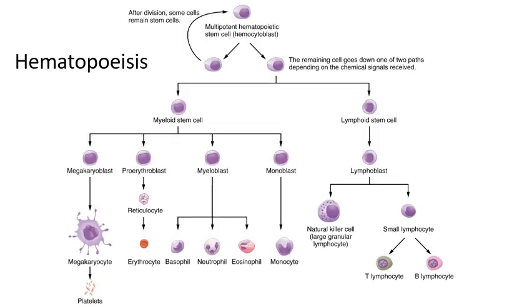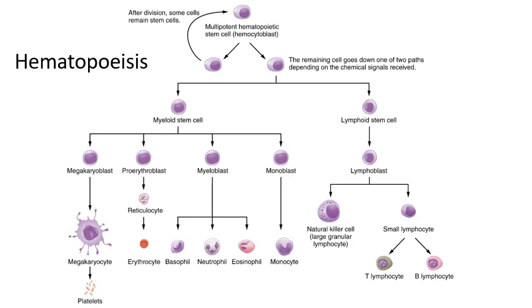Here's what this hematopoiesis process looks like. Way at the top of the picture here, we can see that multipotent hematopoietic stem cell. That just means that that particular stem cell is capable of becoming all of these different types of blood cells, right? Those are the type of stem cells that you have in your bone marrow. When that stem cell divides, it's going to divide along one of two lines, either the myeloid stem cell line or the lymphoid stem cell line.